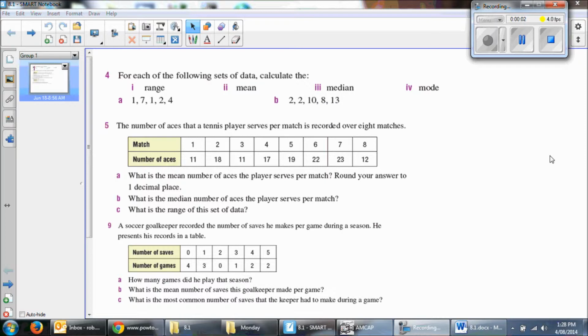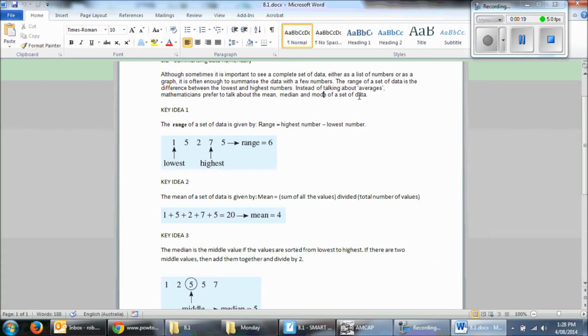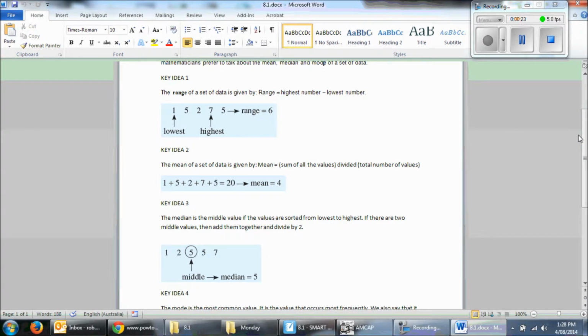Okay, so we're looking at sets of data here, and it's really important that we understand what we're talking about. In question 4, it asks us, for each of the following sets of data, calculate the range, the mean, the median, and the mode. So we need to know what those 4 things are. If you go back to your key ideas, it will tell you. The range of a set of data is given by the highest number take away the lowest number.